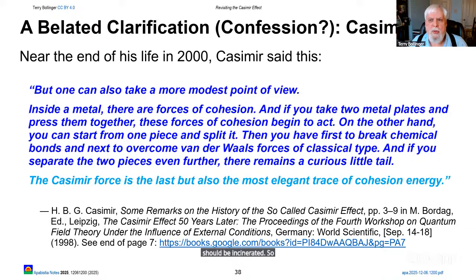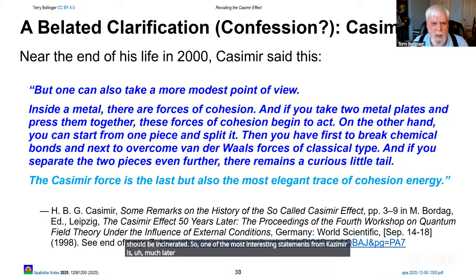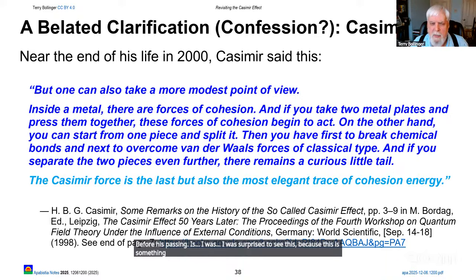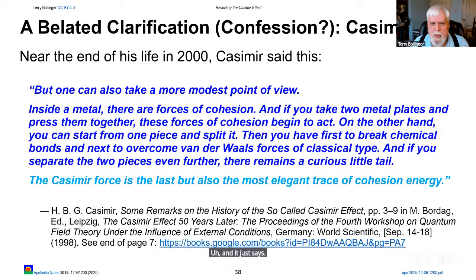So one of the most interesting statements from Casimir is much later, a couple of years before his passing. I was surprised to see this, because this is something I had been working on independently of ever finding this quote, was exactly this kind of thing. As you'll see in some of the pictures. And it just says that the Casimir force is the last, but also most elegant trace of cohesion energy. I have an assertion. I say that that's the real Casimir talking.